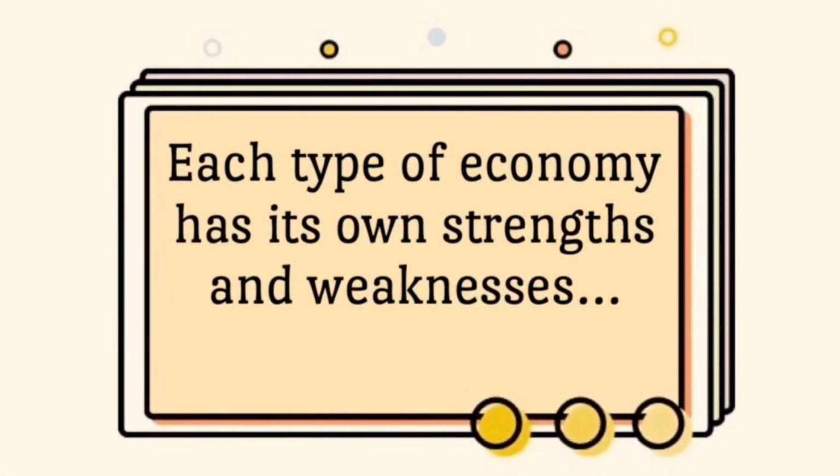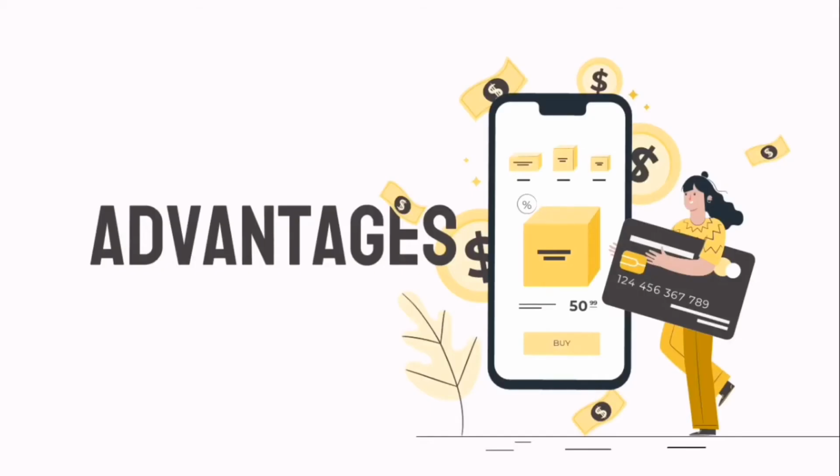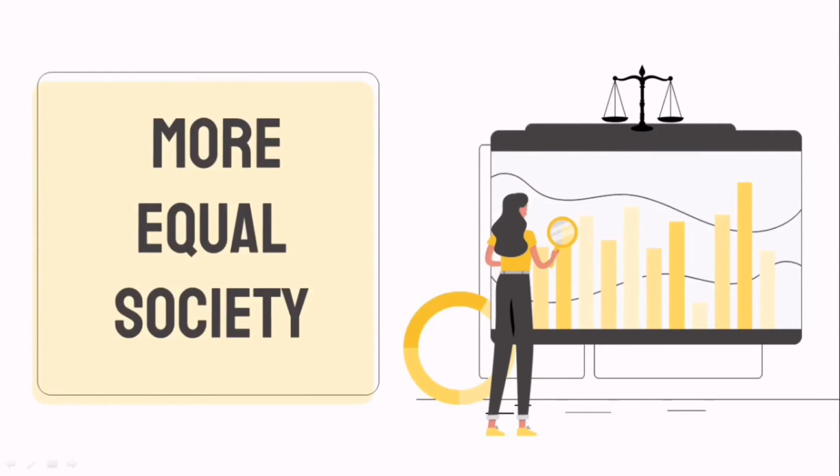Each type of economy has its own strengths and weaknesses. What might be its advantages and disadvantages? Let's proceed to the advantages first. The first one is a more equal society. There is an equal gap between the poor and wealthy people. Labor is more humanely treated and empowered. Everyone has access to the same basic resources, particularly education and many more.